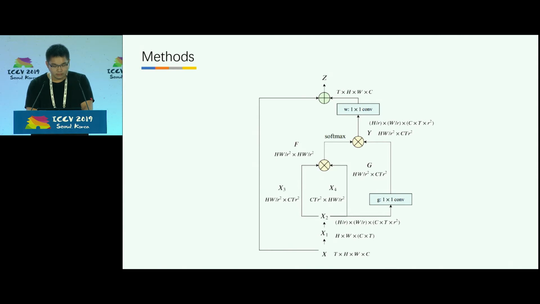First, we reshape the input, transforming the temporal dimension into the channel dimension. That is to say, the temporal correlations are captured through the channel correlations. Second, we introduce a rescaling factor R, transforming part of the spatial dimension into the channel dimension.